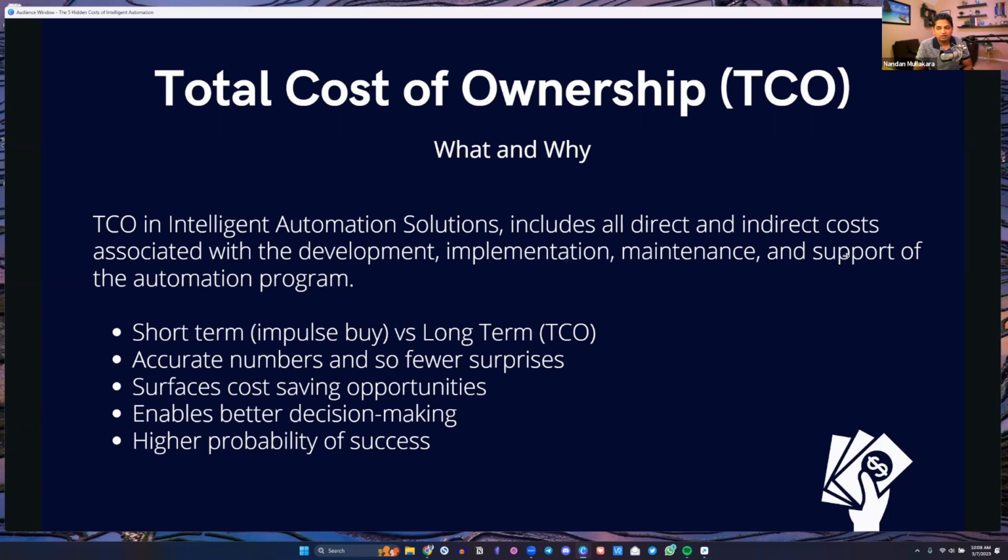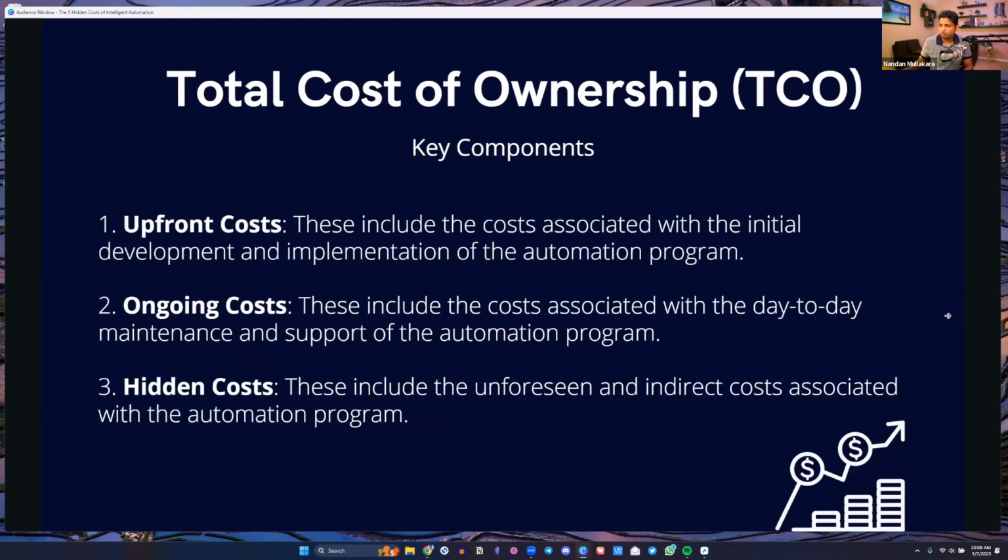We want to understand what the saving opportunities could be, because each opportunity to save cost is important, since there are so many costs which could go haywire. At least if you can control many of the costs, then we are in better control. It also enables better decision making as we go in the program. It's like a small startup: better decisions in terms of where I can invest money, where I can save money, and finally, obviously, a higher probability of success. So that's why we want to know about the total costs involved in an intelligent automation program.